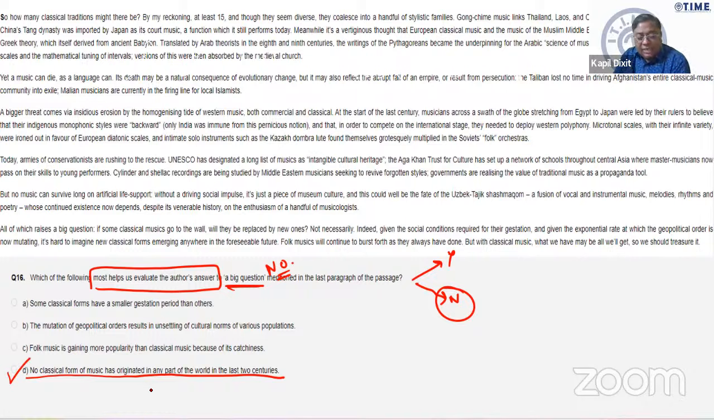Okay. Acha, chalo. Some classical forms have a similar gestation period than others. I will not answer this. Eliminate kar dunga. The mutation of geopolitical orders results in unsettling of cultural norms. No. Folk music is gaining more popularity. It is not on popularity. Those who have marked C, a lot of you would have marked C. It is not on popularity. Hence, this is also wrong. Okay. So here you could have marked D.